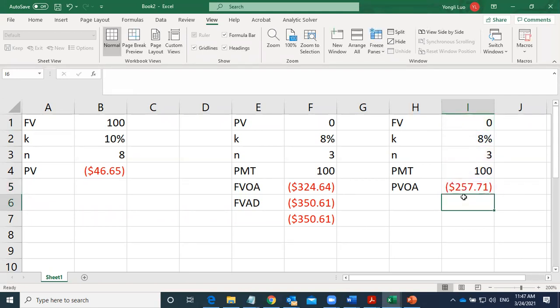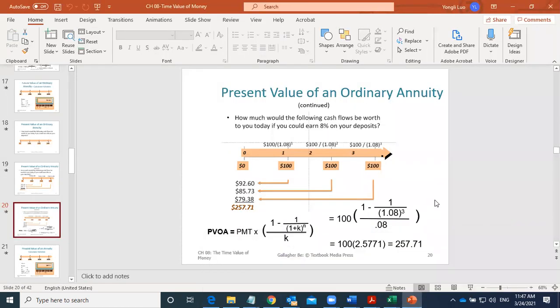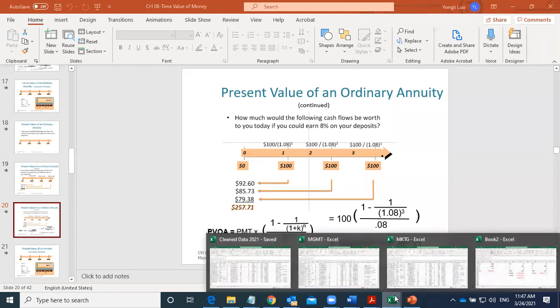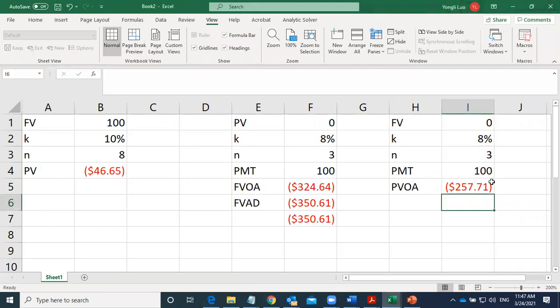257, right? That's exactly the one you have here. 257.71. You can use the formula or you just use Excel. I already showed you how to get this one with Excel. The Excel is 257. Now we use a present value function.